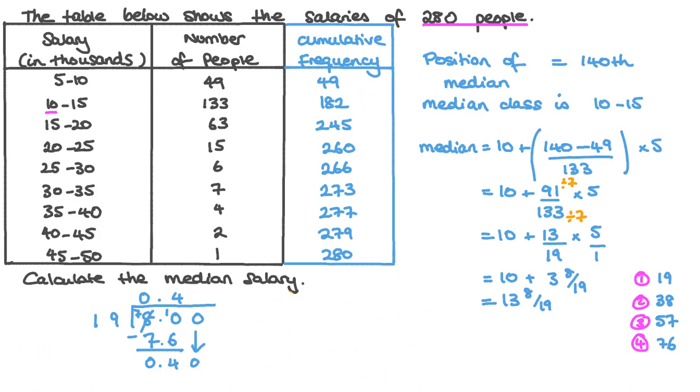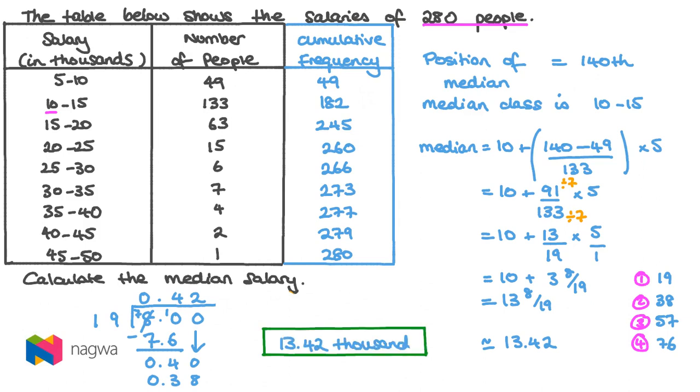We'll bring this next 0 down. We know that 2 19s are 38, so 2 is the next number in our division. In fact, 2 decimal places is sufficient. Since the remainder when we subtract 0.38 from 0.40 is 0.02, the next sum we will be doing would be 20 divided by 19, which is only 1. So 2 decimal places gives us 13.42. The median salary is 13.42 thousand.